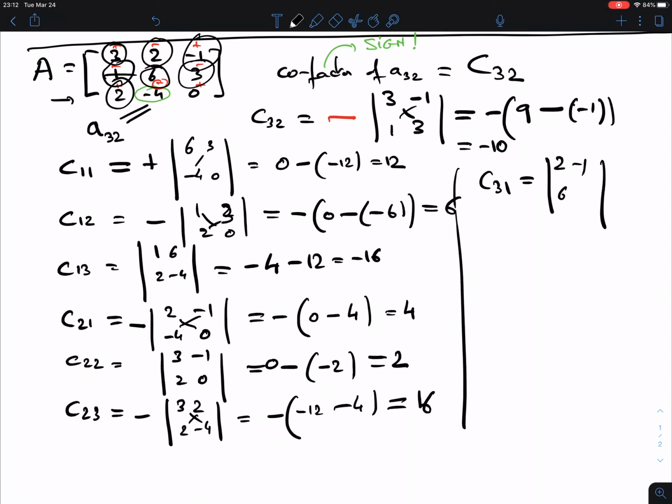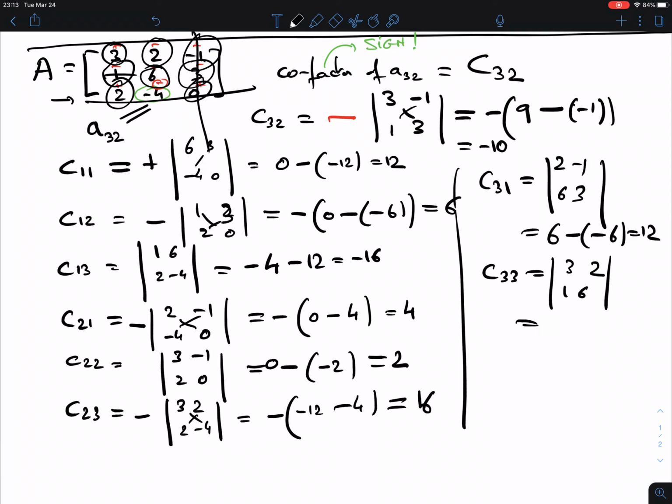2 minus 1, 6, 3. So that would be 6 minus minus 6, that's 12. Okay, and then finally C32, so 3, 3, 3, it's again with a plus sign, you see that. There's a plus sign, sketch out, and we have 3, 2, 1, 6, so this is 18 minus 2, this is 16. Okay, so I have calculated all 9 of them.